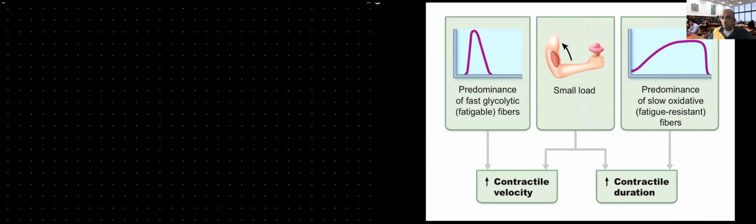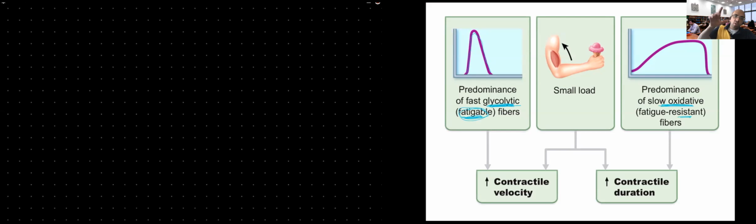Moving on to two other characteristics of the contraction: the velocity and the duration of the contraction. Velocity and duration of contraction are going to be affected by the type of muscle fibers. I have two major types of muscle fibers. I have the glycolytic muscle fibers. They are fast, but they are fatigable. And I have the slow oxidative muscle fibers. They are fatigue resistant, but they are slow.